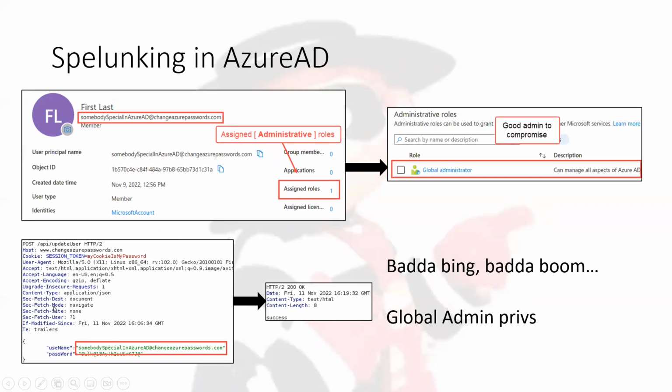So I jump back to the web app and the change password request. Instead of nobody special, I change the username to somebody special, and you can see a success. So bada bing, bada boom, global admin proves.